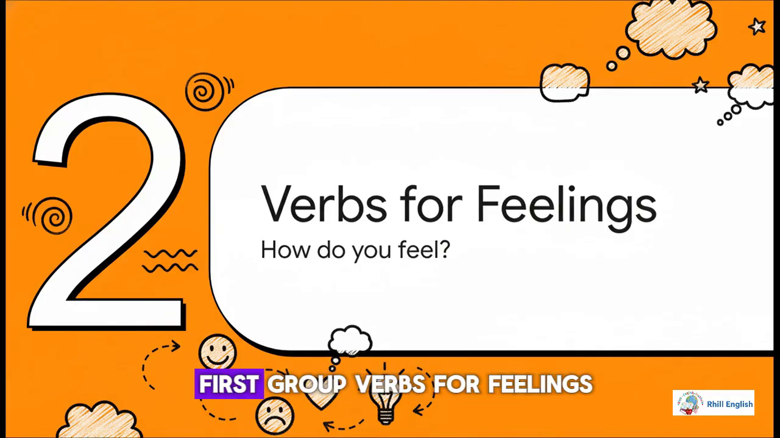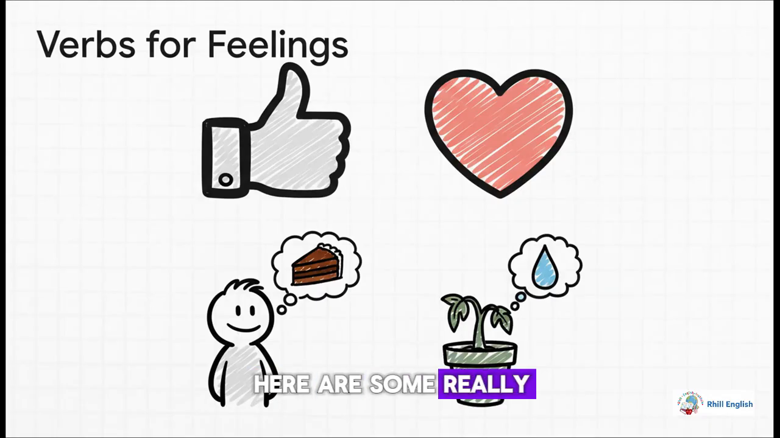We'll start with our first group, verbs for feelings. Here's some really common verbs for feelings. We have like, love, want, and need. All of these describe a state, or how you feel inside.